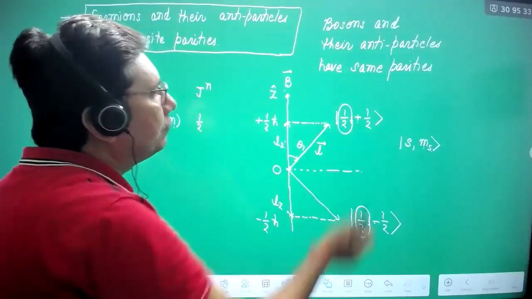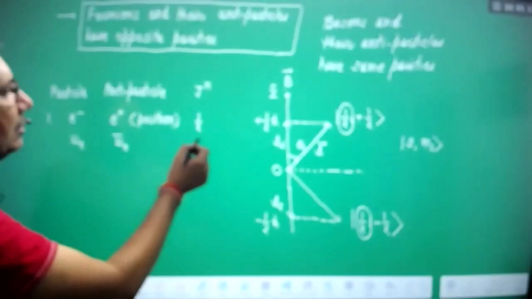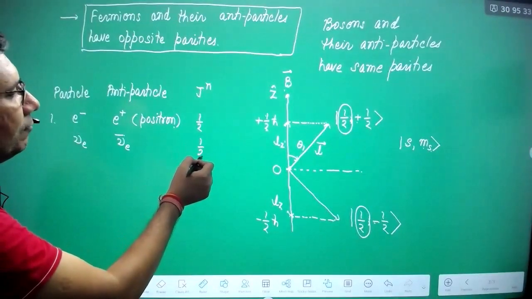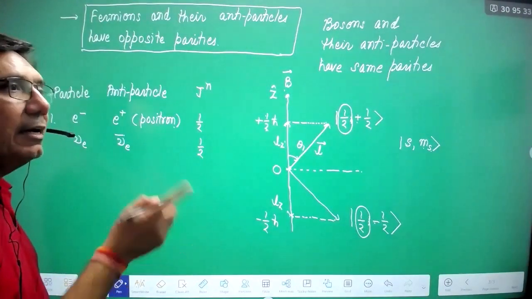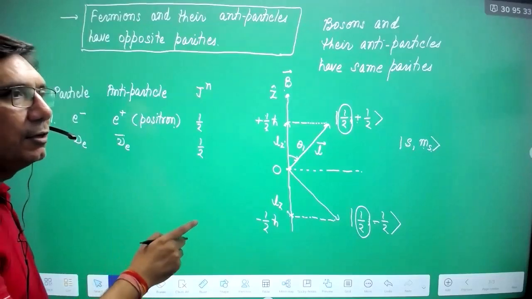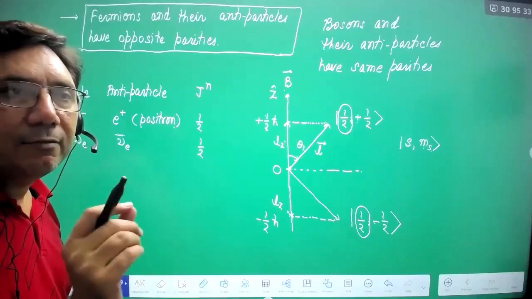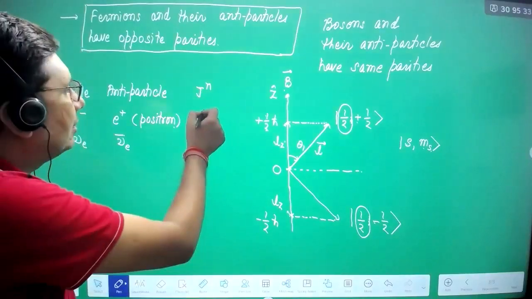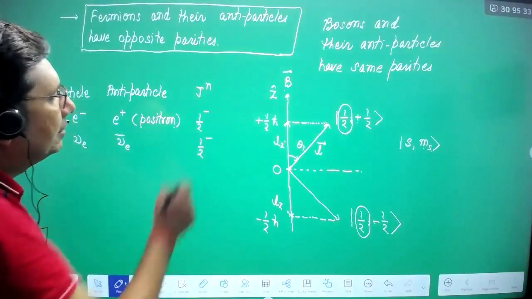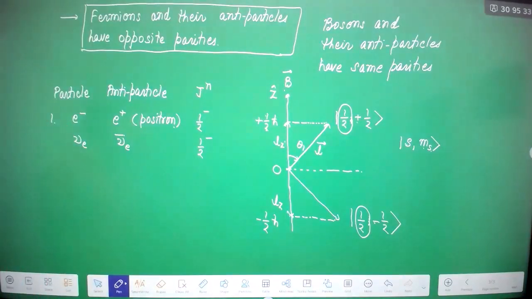So never confuse this. Spin will remain plus half. So what will be the spin here? Spin will remain half. But for the antiparticles of the fermions, what was the parity for leptons? That was plus. So this time it is going to be minus. This time it is going to be minus. So how much will it be? That will be minus.